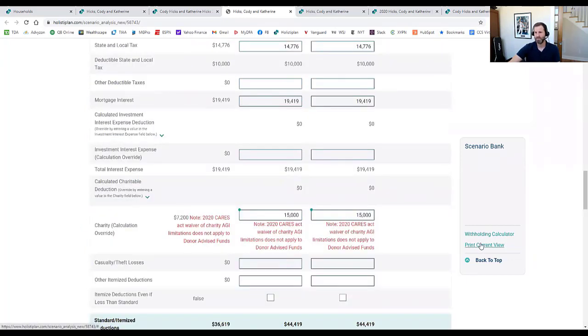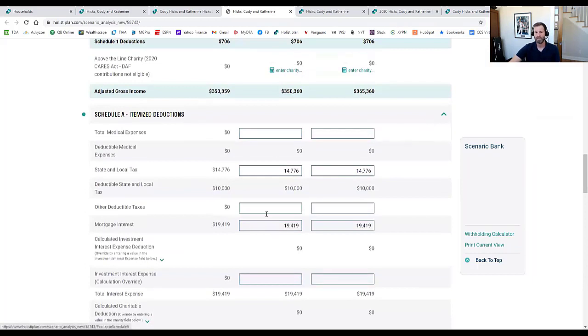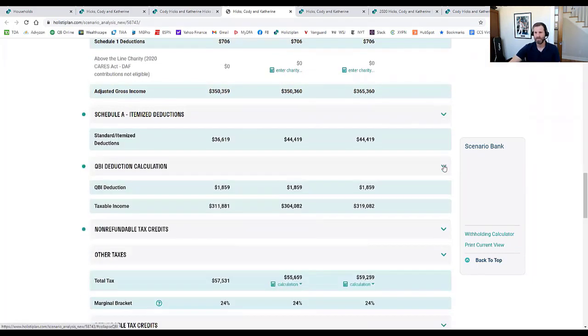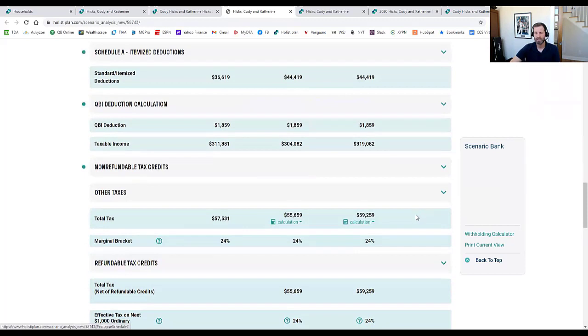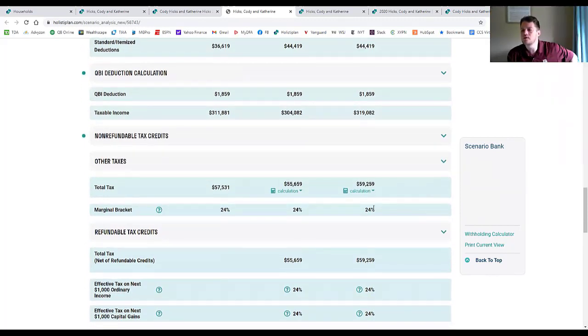So you can print the current view if you didn't want to do it live with them, because there's a lot of stuff going on in here. If you didn't want to show all these different things, you can minimize any of these carrots. Did you traditionally show this live with a client or did you print? It depended on what I wanted to show, right? And that's usually the answer for most really good questions: it depends, right?